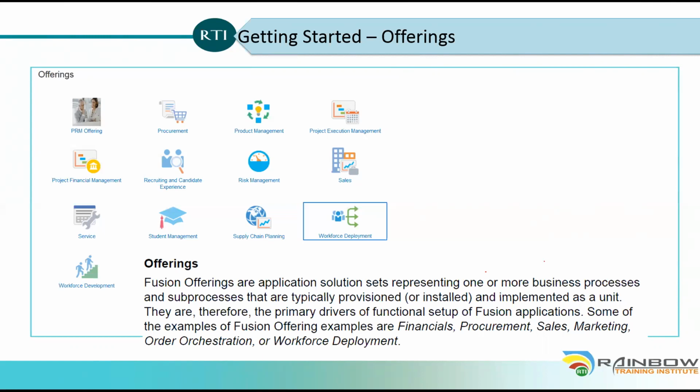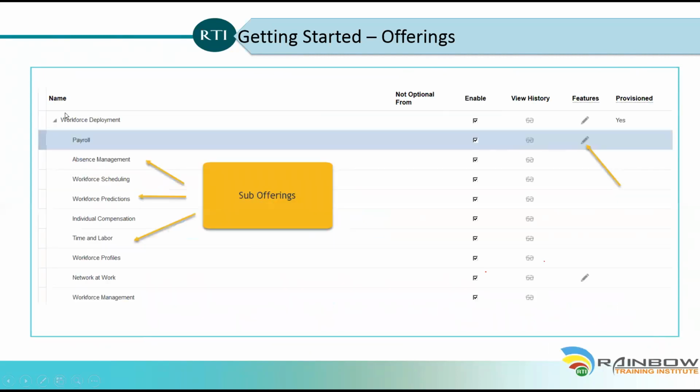Okay, so let's go further. Let's learn a few more terms about offerings. Let us say workforce deployment is an offering. If you click on that offering, typically that offering will have sub offerings. As someone said, if you go to finance it will have AP, AR, general ledger. Similarly, workforce deployment will have payroll, absence management, workforce scheduling. These are called sub offerings.